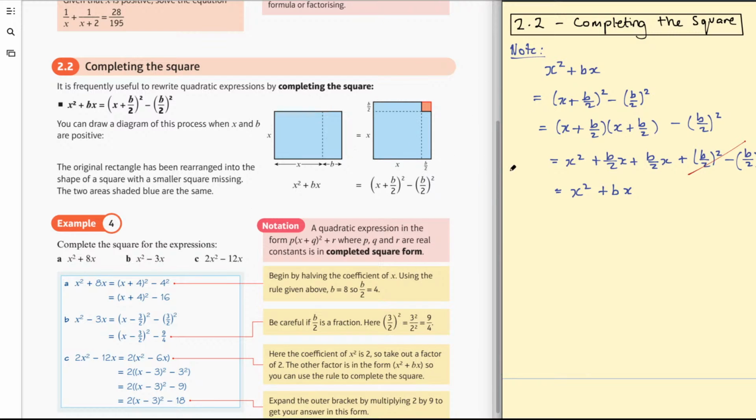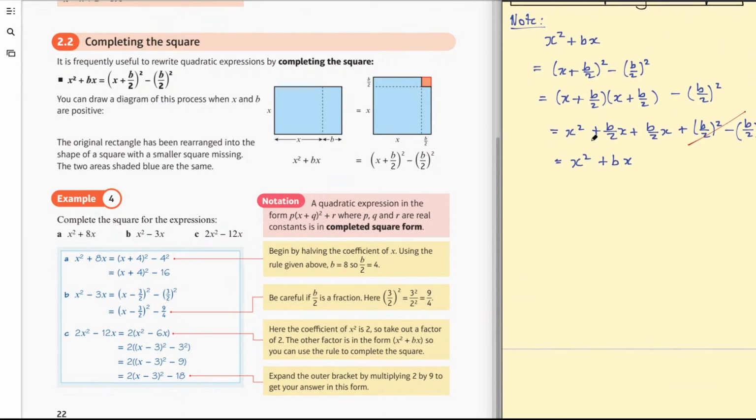Anyways, I am planning on doing a video going into that in more detail. For now, we'll move on. So it says the original rectangle has been rearranged into the shape of a square with the smaller square missing. The two areas shaded blue are the same. So a bit of a geometric proof there.